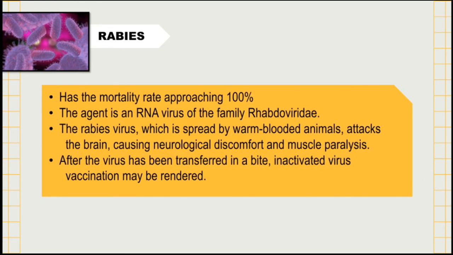Rabies. Rabies has a mortality rate approaching 100%. The agent is an RNA virus of the Rhabdoviridae. This virus, which is spread by warm-blooded animals, attacks the brain, causing neurological discomfort and muscle paralysis. When the virus has been transferred in a bite, an activated virus vaccination may be rendered.